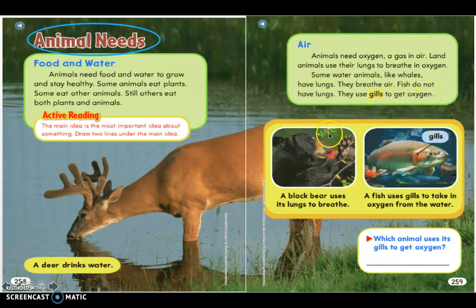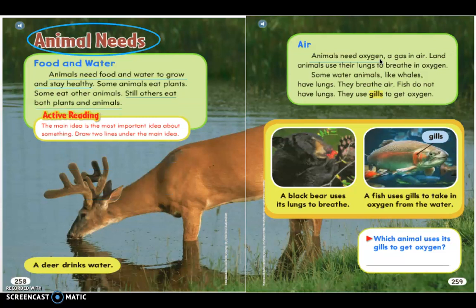And I look at these pictures, and they are telling me a little bit about how a black bear uses its lungs to breathe. And I have this picture of a fish with a label pointing to the gills, and it says a fish uses gills to take in oxygen from the water. So if I were to ask myself what this section was mostly about, I go back into the text to find some key details. Let's see what's one important detail. Oh, I see. It says animals need food and water to grow and stay healthy, and they also need oxygen. So they need food and water and air to breathe.